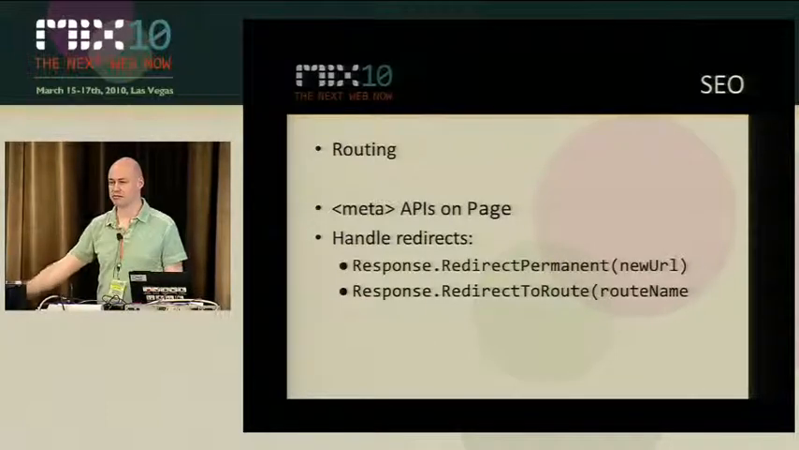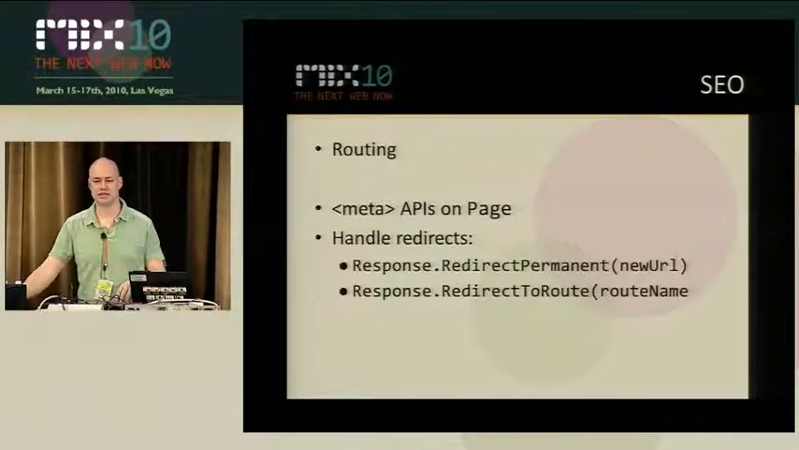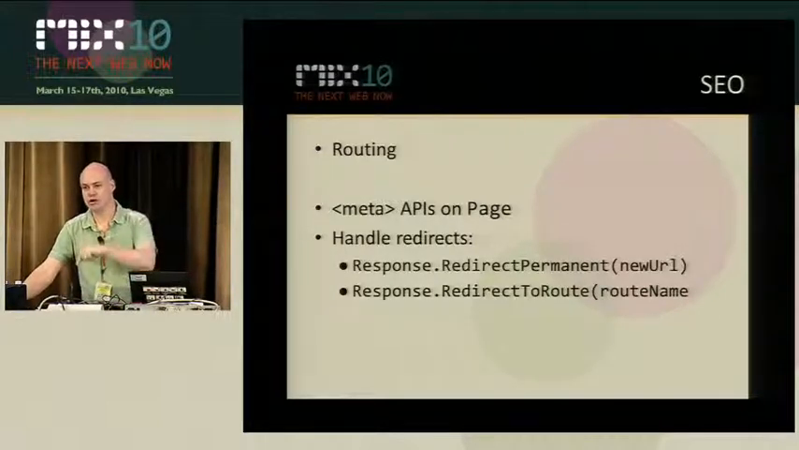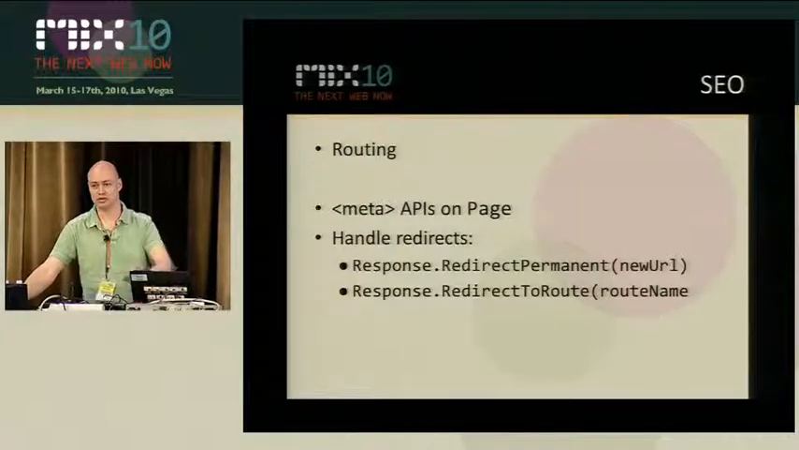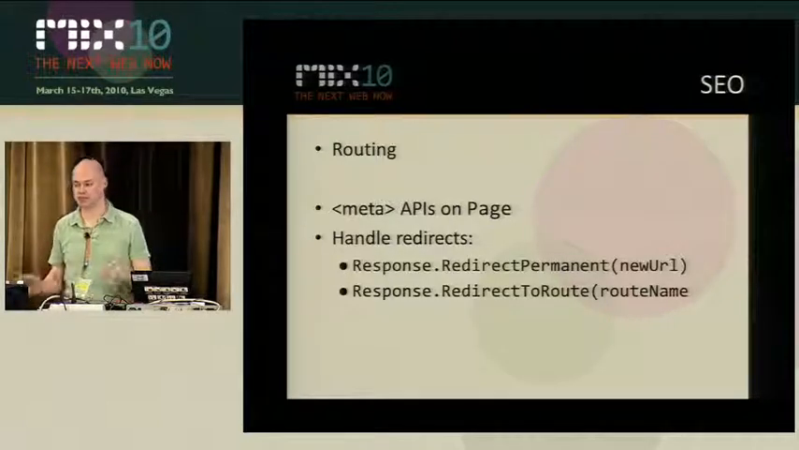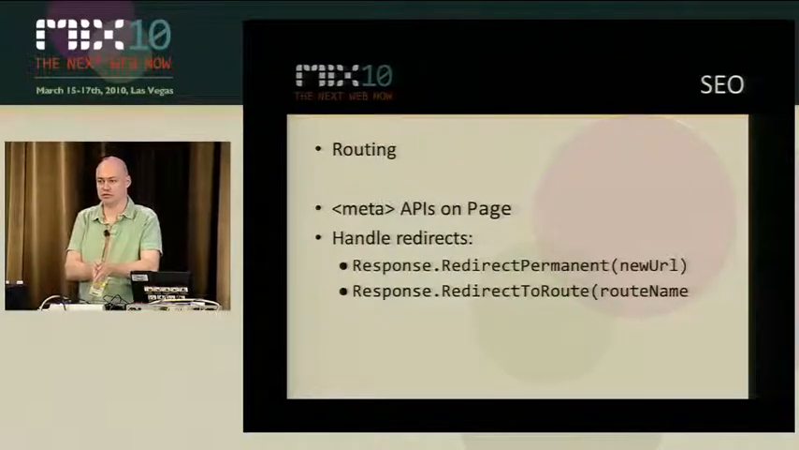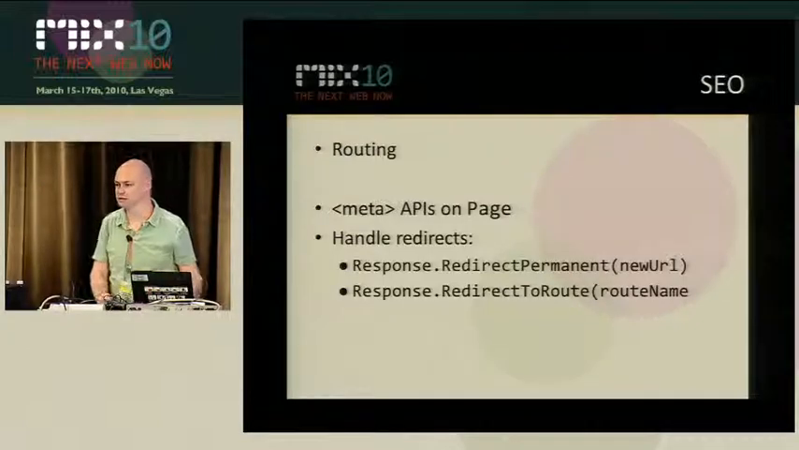Also, we've got redirect permanent. What redirect permanent does is where you normally would say response.redirect, that just tells the browser, go over here now. When you say redirect permanent, that says this page is permanently moved. And so that's going to be better for your search engine optimization because you're going to have one canonical URL for that page.